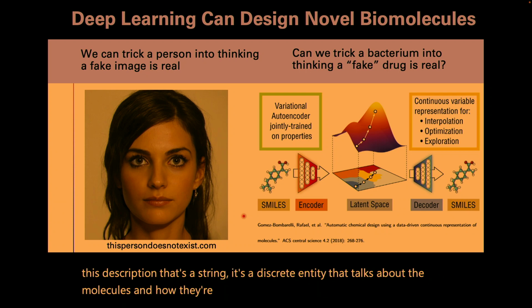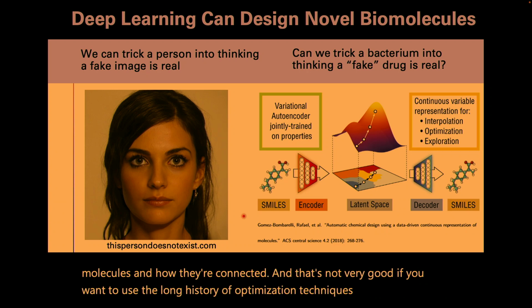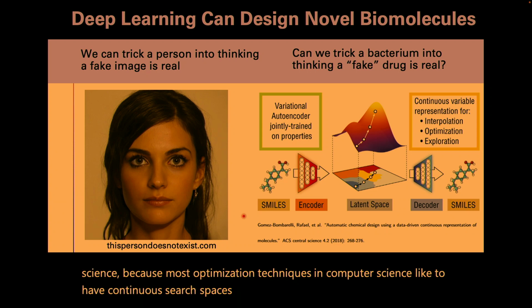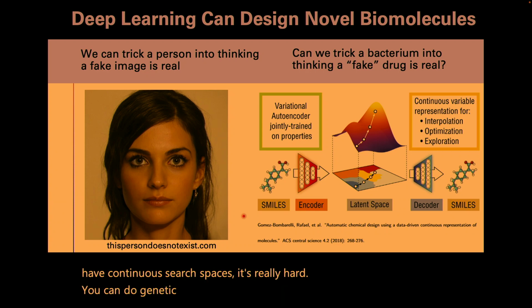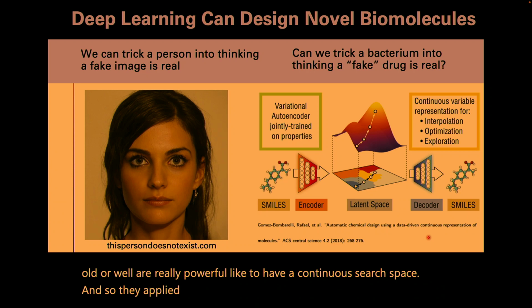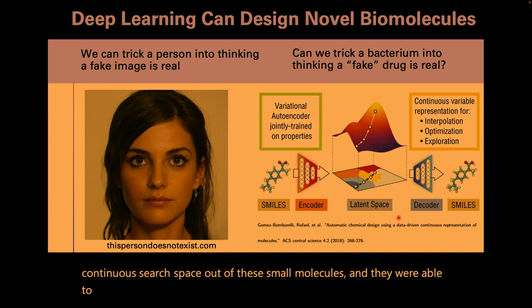And that's not very good if you want to use the long history of optimization techniques from computer science, because most optimization techniques like to have continuous search spaces. You can do genetic algorithms, but most optimization techniques that are old or really powerful like to have a continuous search space. And so they applied what's called a variational autoencoder to create a continuous search space out of these small molecules, and they were able to show that you can optimize in this space.